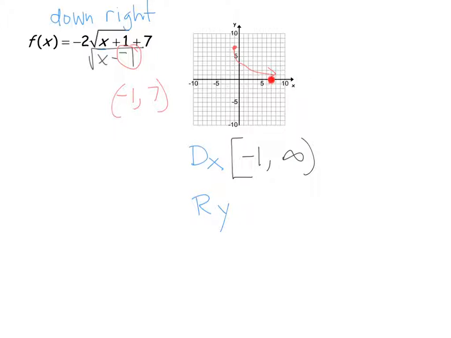The range from bottom to top. At the bottom we find the arrow, and even though the arrow is not negative yet, it will be soon. It is heading down the graph. So that's going to be negative infinity. At the top is 7. Square bracket by the number, parentheses by the infinity.